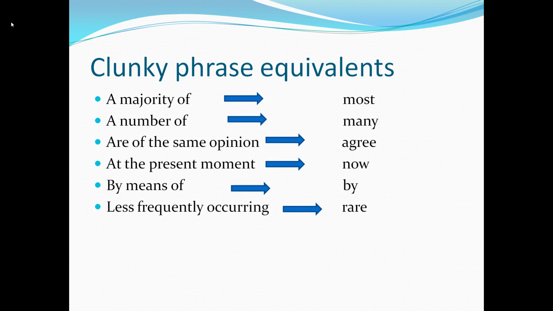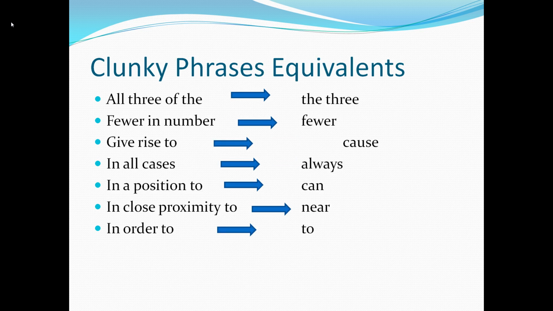Here are some clunky phrases. A majority of can be translated to most. So just simply say most. A number of can be translated to many. Are of the same opinion means we agree. Okay, so if you say numerous studies are of the same opinion, all you would need to say is numerous studies agree that. By means of could just be by, and less frequently occurring would be rare. Here are some more if you guys have time to read the clunky phrases, but I'm going to skip through them.